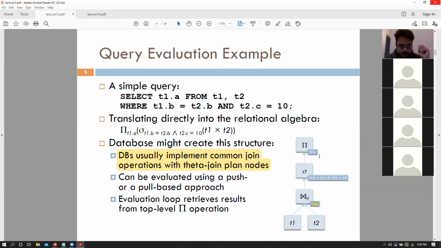So does everyone sort of understand how we got to this particular pipeline, this particular diagram, from this relational algebra query, or this SQL query for that matter? Does this make sense?